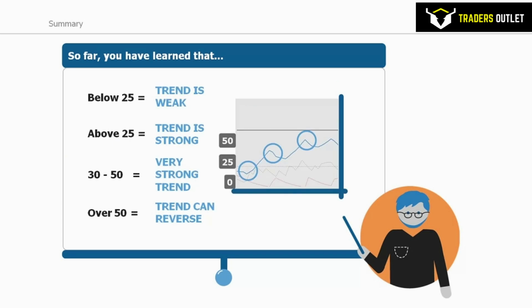A reading below 25 indicates a weak trend. A reading of above 25 signals a strong trend. A reading between 30 and 50 signals an extremely strong trend. A reading of over 50 signals that a trend is at its peak and could soon reverse.